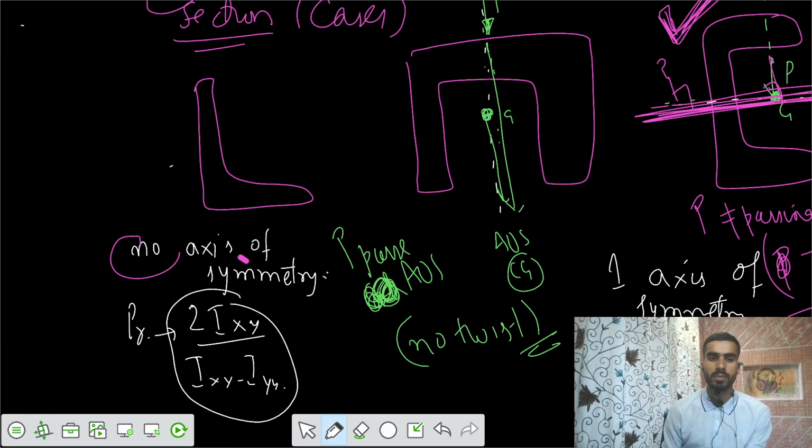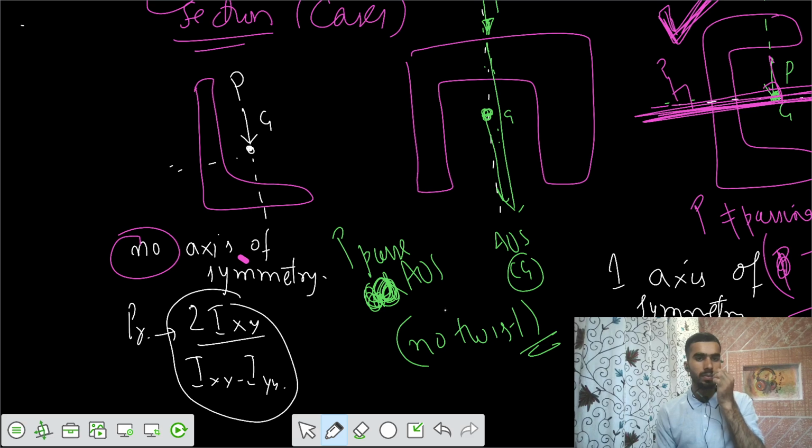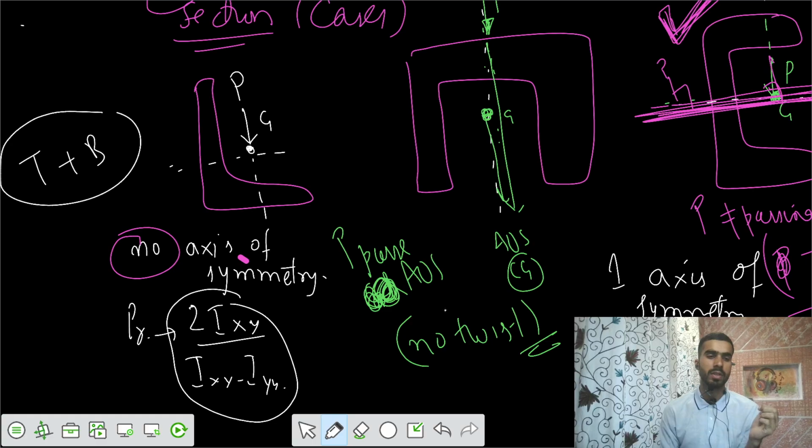Let's have this one now. For this case, we have no axis of symmetry. If the load passes through the CG, there's one possibility we can take, and still we have twisting plus bending. So how can you use this angle section then? If you apply load anywhere, you can have bending plus twisting. Even if you apply the load along the CG, you would have twisting also. So how can you use this section now?